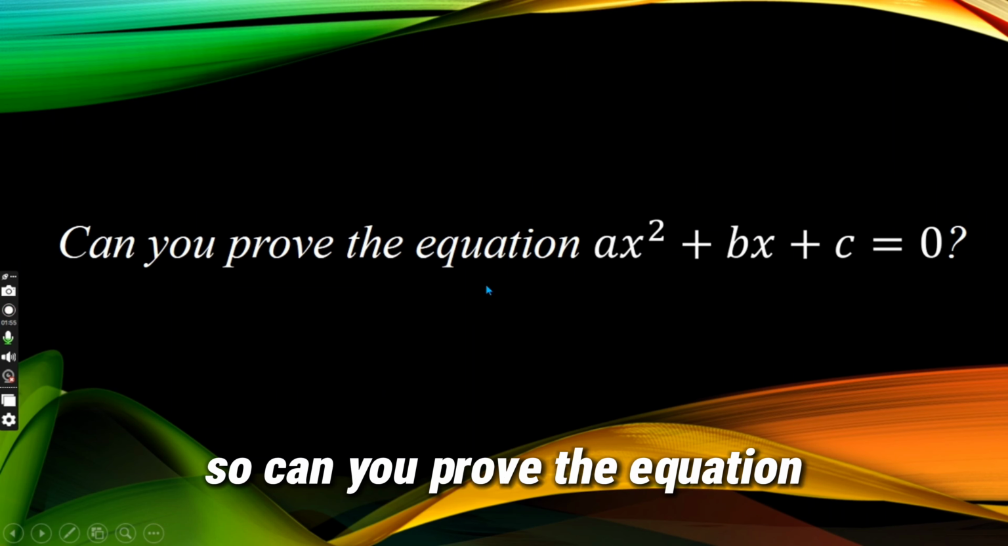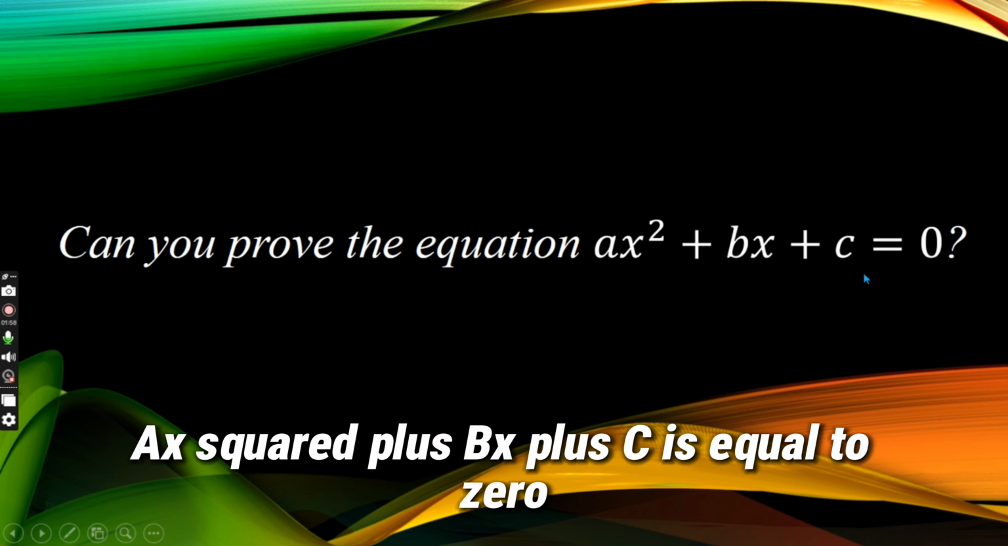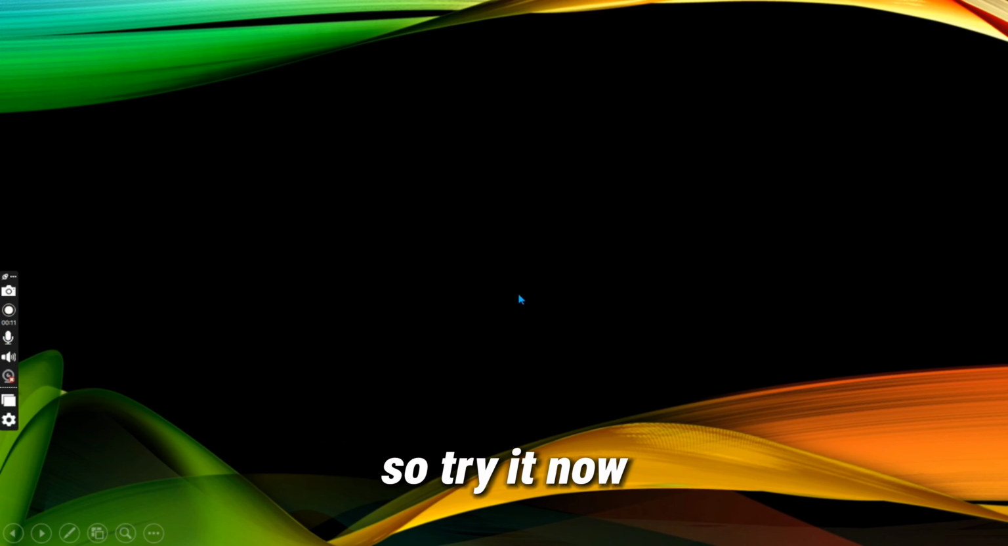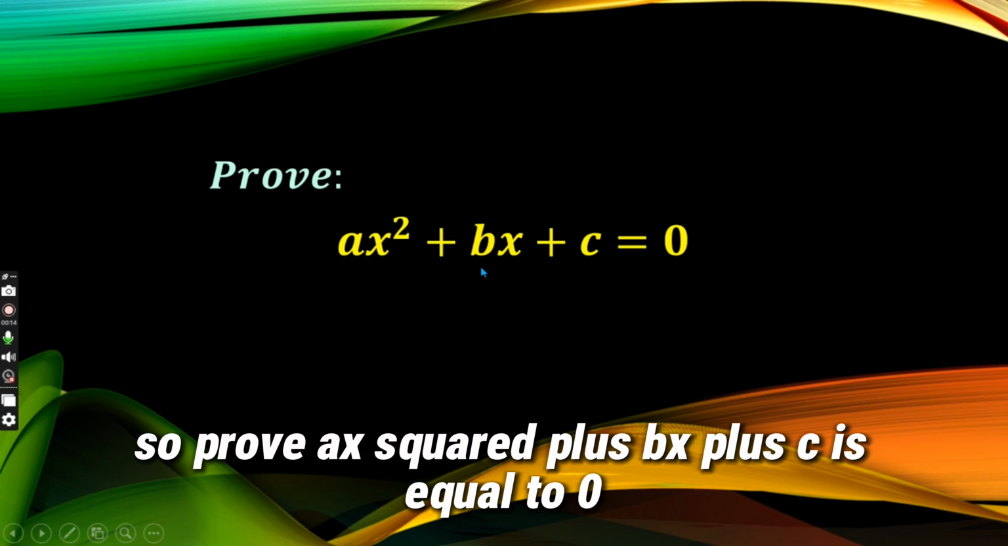Can you prove the equation ax squared plus bx plus c is equal to 0? Try it now. Prove ax squared plus bx plus c is equal to 0.